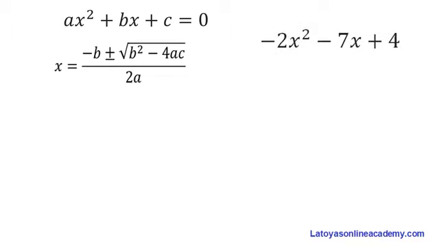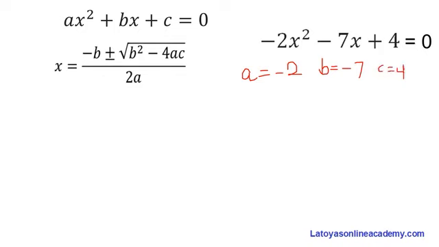Let's look at our quadratic equation: minus 2x squared minus 7x plus 4. Step 1, we are going to recognize the coefficients. We are going to label them. What is a? A is the coefficient of x squared, so a is the term in front of x squared, simply put. So a would be minus 2. What is b? B is going to be minus 7. What is c? C is positive 4.